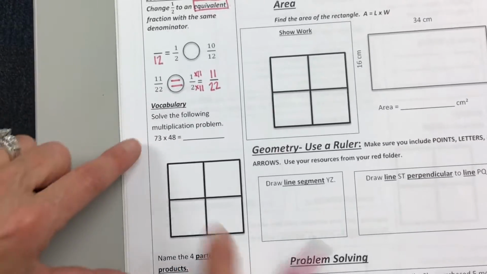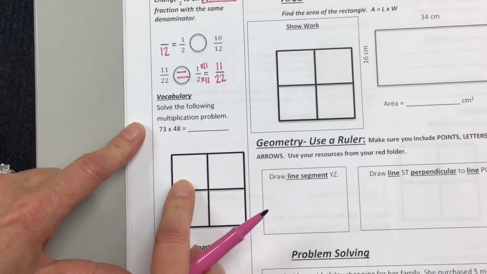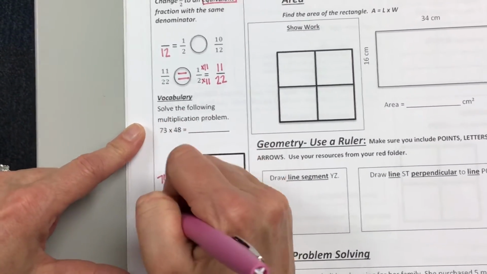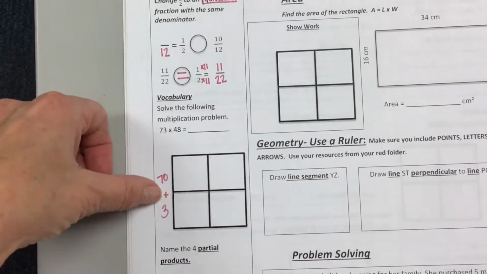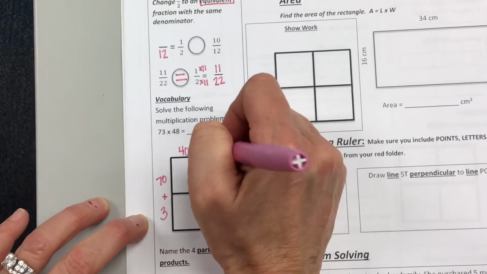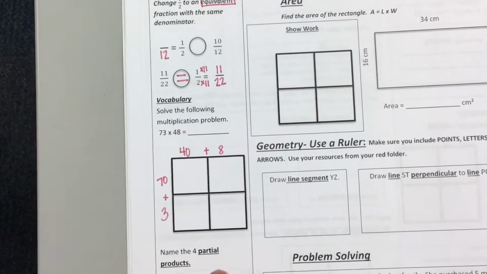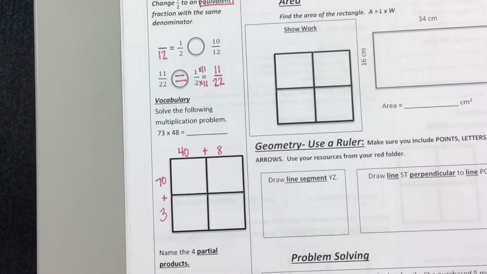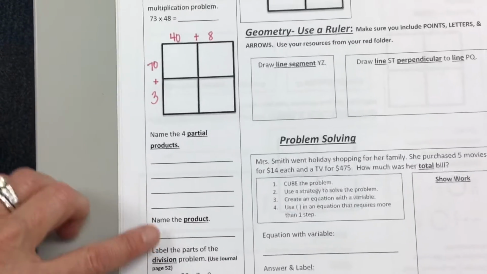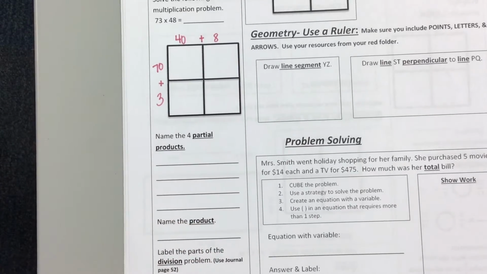Solve the following multiplication problem, 73 times 48. We just drew an area model for you to fill in. I'll even go ahead and fill it in for you. Over here, you need to break apart 73 into 70 plus 3. And across here, you need to break apart 48 into 40 plus 8. You can just add it on the side or on the back. Okay, and then you have to name the partial products. And then this is where you put the total product. So what you get after you add your partial products.